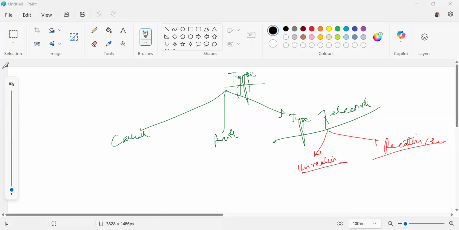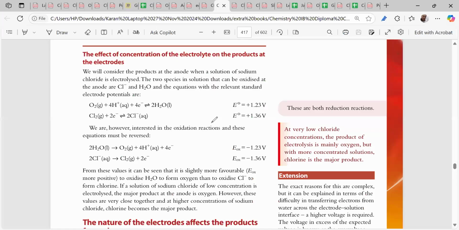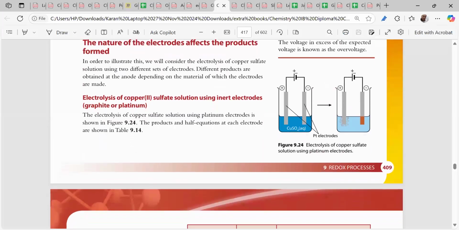Unreactive electrode, how do you know? You'll be having graphite written, graphite, platinum, carbon. These are unreactive. Whenever a reactive electrode is given, suppose a copper electrode, this will be given. You get my point? Now, all we discussed till now was unreactive electrodes. Agreed? All we discussed was unreactive electrodes.